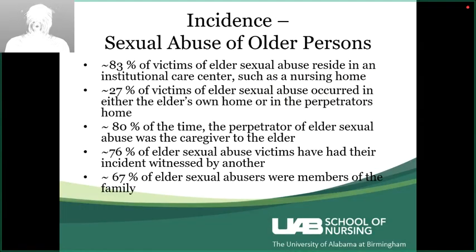So when we look at the incidents here, more epidemiology, 83% reside in institutions, 27% in the home, 80% of the time the perpetrator is known by the person. 76% of the time the incident is witnessed by someone else. And then in 67%, abusers were members of the family.